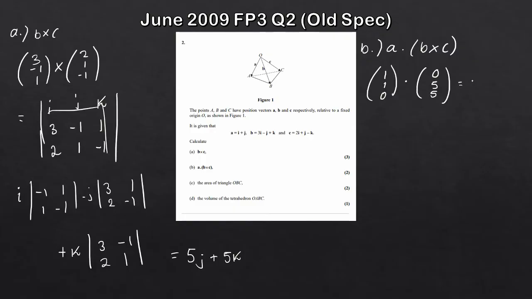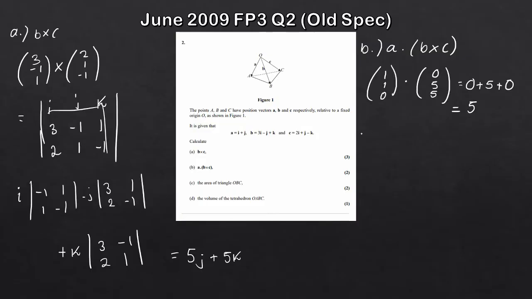1 times 0, that's 0. 1 times 5 is plus 5, and 0 times 5 will be 0. So A dotted with B crossed with C is just simply 5. So a nice easy question. You can kind of see how the question follows up from the previous one.